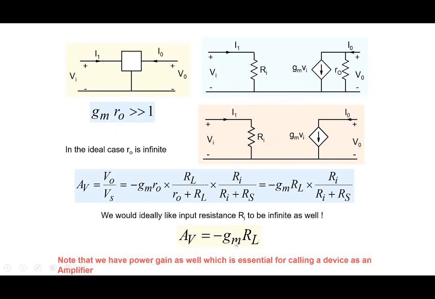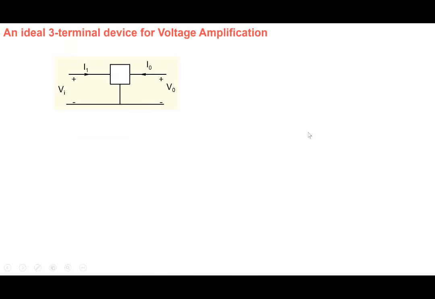We should not forget that for a device to be called a transistor, or an amplifying device, or for something to be called an amplifier, it's essential that we must have power gain. When we choose an ideal transistor with Ri equal to infinity and R0 equal to infinity, the input current is 0, and we are not drawing any power from the input source. But at the output, of course, there will be power delivered to the load. So there is a power gain inherent in our design here.